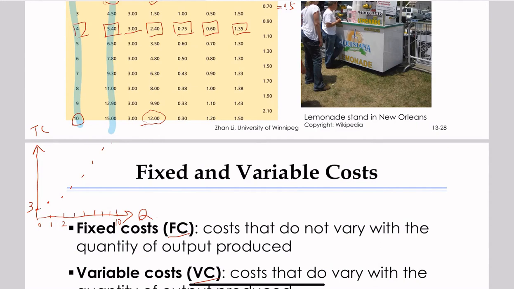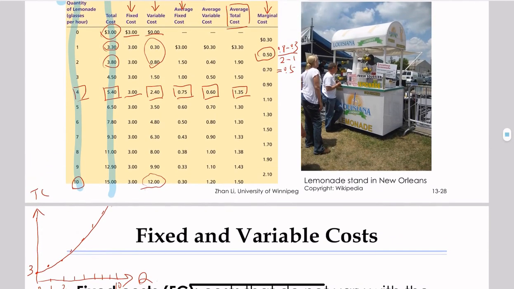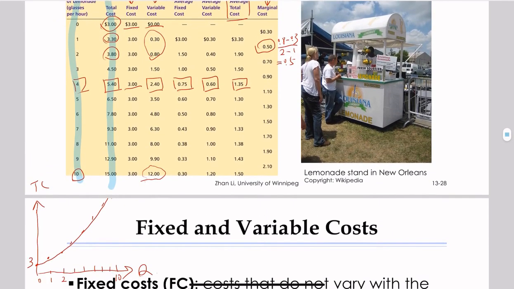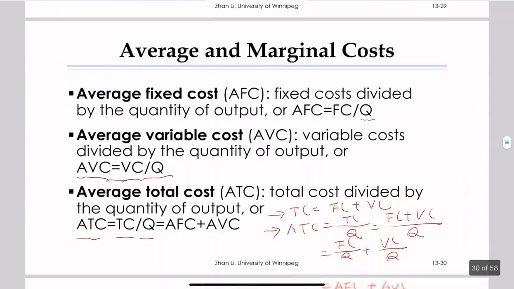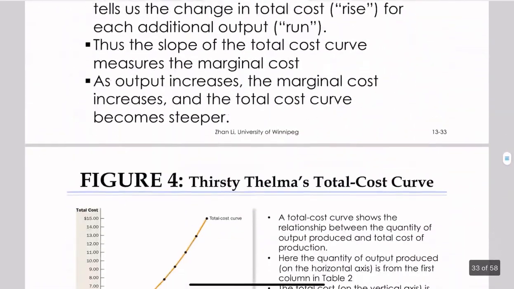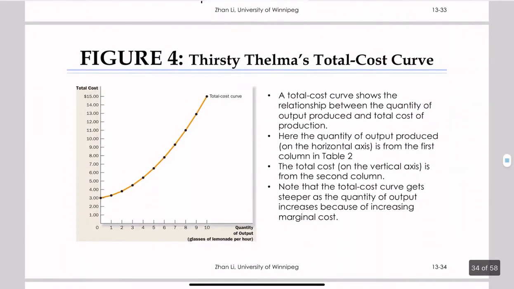And obviously if you connect these points, you will get a total cost curve, right? So basically it's very easy to convert this table to this total cost curve. Now if we look at this total cost curve, what we can see here is, first, obviously, as you increase the quantity, then total cost should increase. So this total cost curve should be upward sloping, right?